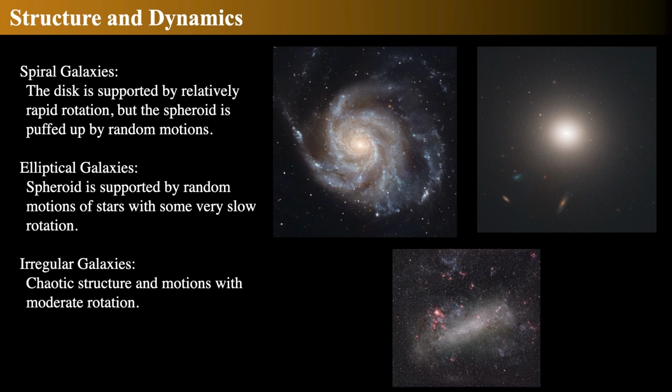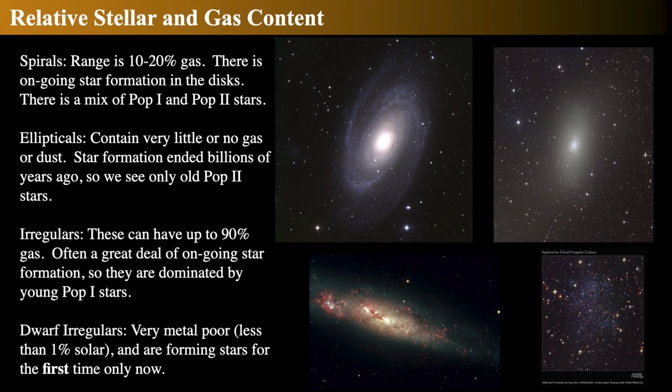And irregulars, they're just a mix. They're chaotic in structure. They have tons of blue stars and maybe some rotation, but there's lots of chaotic motion, so they're stirred.